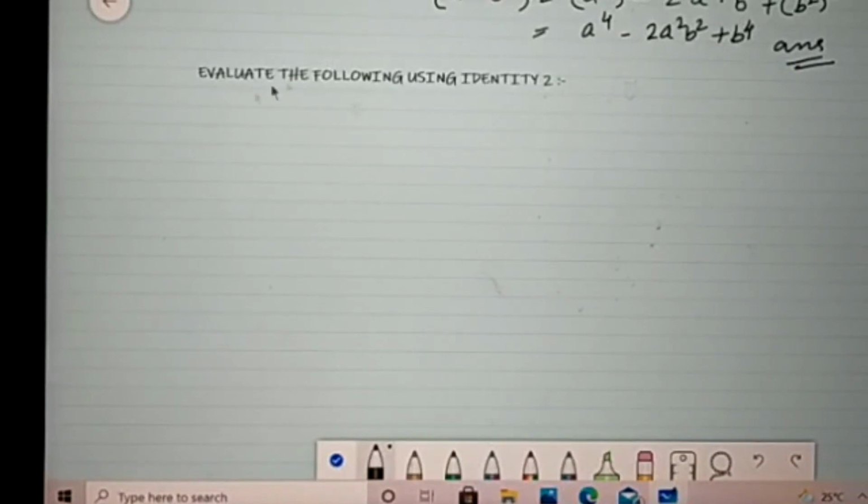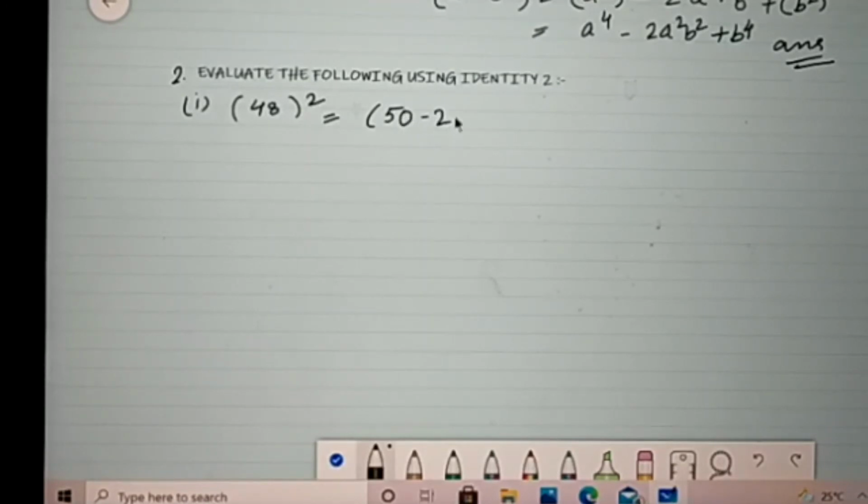Now we have to evaluate the following using identity 2. So the first question, this is second question, first part. The first part is 48 square. We have to apply identity 2. So 48 is just 2 less than 50. We can write it as (50 - 2) whole square.